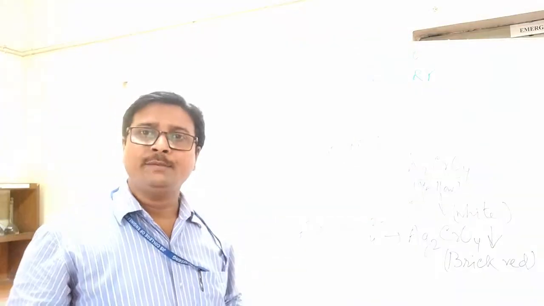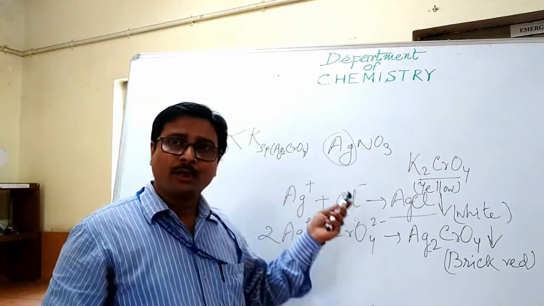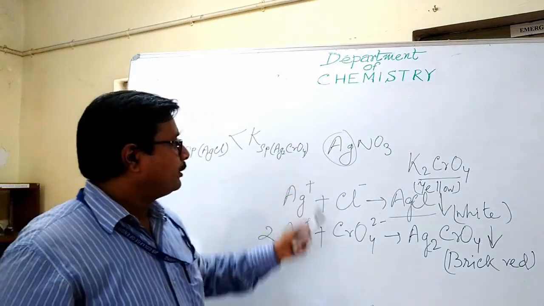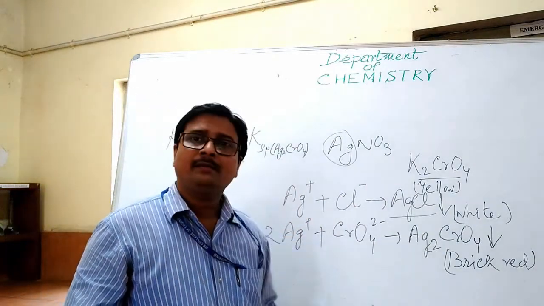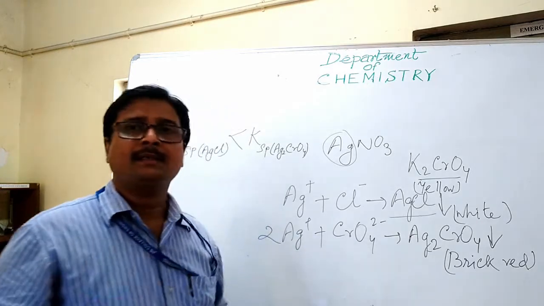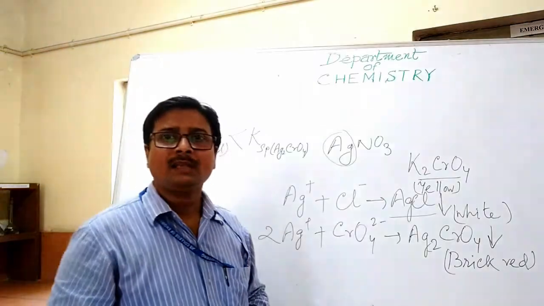Understood? So that is a very important thing. Because of the solubility product, we get silver chromate at the end. Okay. So this is the theoretical part.